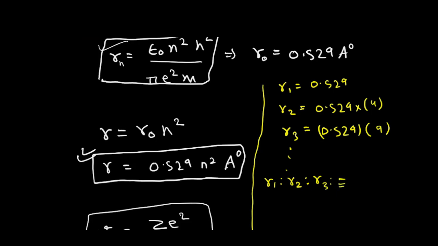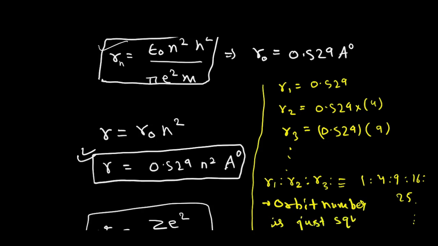I am getting the ratio 1 : 4 : 9, and if there is R4, then it will be 16. If R5, then this will be 25. So in this case, you can see the ratios are just squares of the orbit number. The orbit number is just squared here. Okay. So this is the expression for the radius of Bohr orbit.